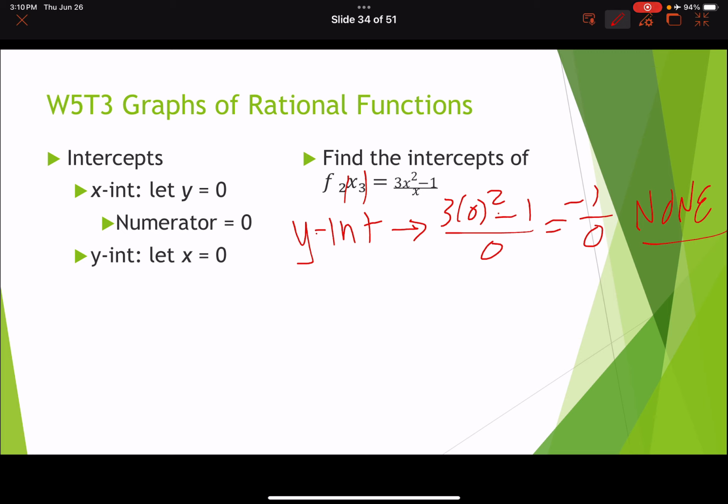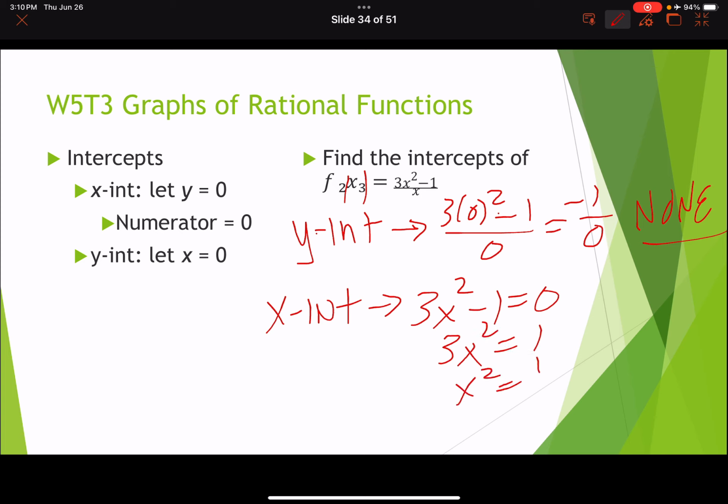The x-intercept, just like it says, we would make the numerator be equal to 0. 3x squared minus 1 equals 0. Add 1. 3x squared is equal to 1. Divide by 3. X squared is equal to 1/3. And then square root that so you get that x is equal to plus or minus the square root of 1/3. There's where your x-intercepts occur.